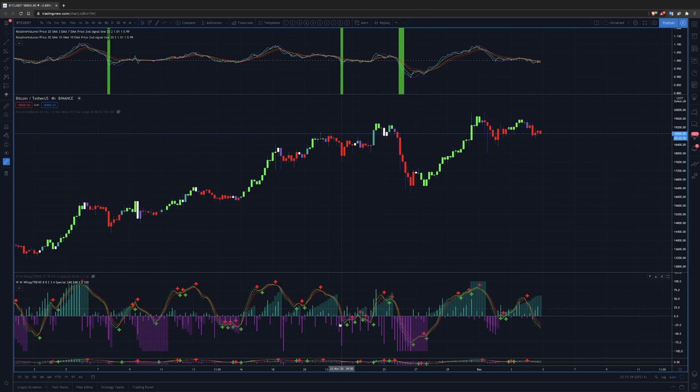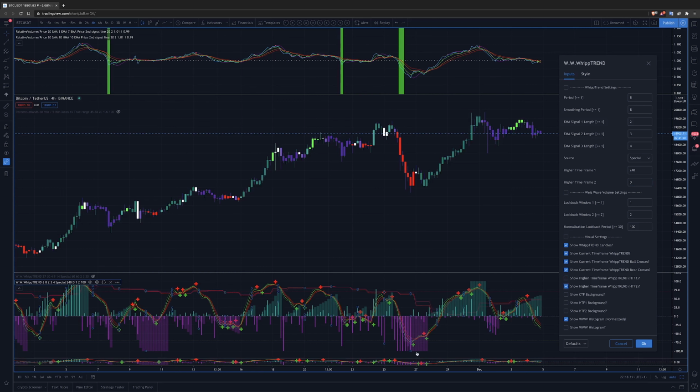Obviously, there's some confusion in here, and then there's some confusion in here. But we can go into that later about why you wouldn't take these trades. Or we can even do it now. Let's do it now. So if we go into WhippTREND, we have this. I'll change this to the day. We'll put that one on.